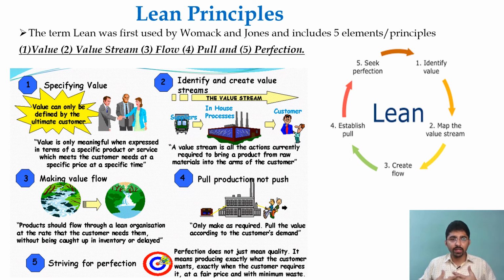Once we identify the value, we need to identify or map the value stream. How am I going to achieve that value in my product? What will be the processes involved across the activity from the initiation to the final? Each of my processes is going to contribute a certain amount to make the value. The third one is making the value flow.